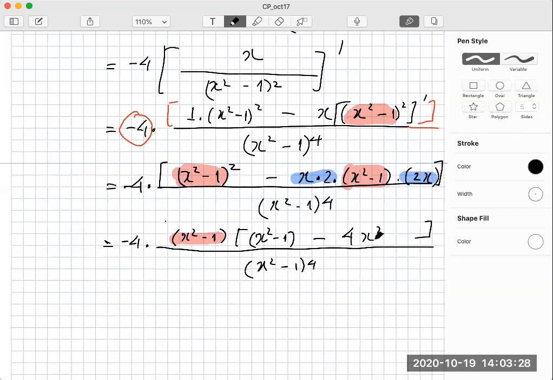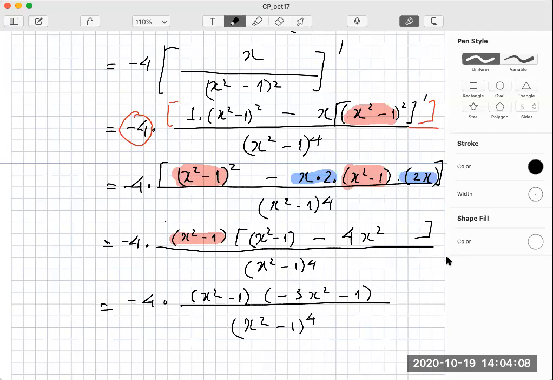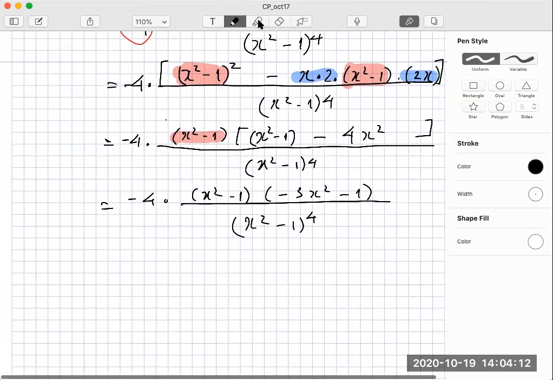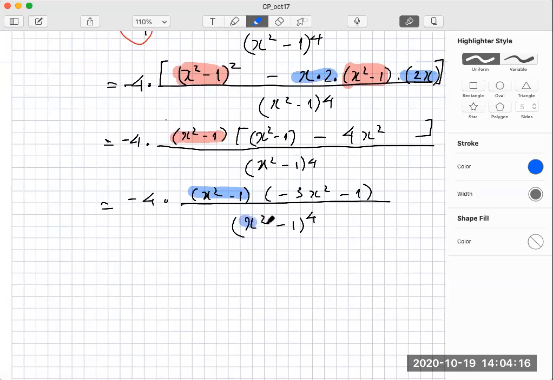Who was that on Zoom? Carrington. Thank you, Carrington. Oh, we have that. Very good. Now, here, look at this. It is x squared minus 4x squared. Gives us, what is it? Very good. Negative 3x squared minus 1. Good job. Here, again, in the numerator, we have x squared minus 1. In the denominator, we have x squared minus 1 raised to the power of 4. Right? Can we simplify it? Good job.